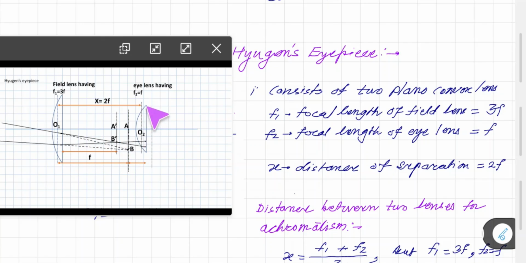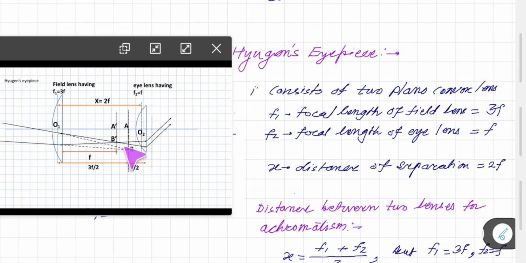So now what about the eye lens? See, here it is for the eye lens. Here you can observe that the image formed by the field lens, A dash B dash, is now the object for this eye lens, and you see that after refraction the rays go parallel. We know that if the rays are parallel after refraction, the object must be at the focal point.